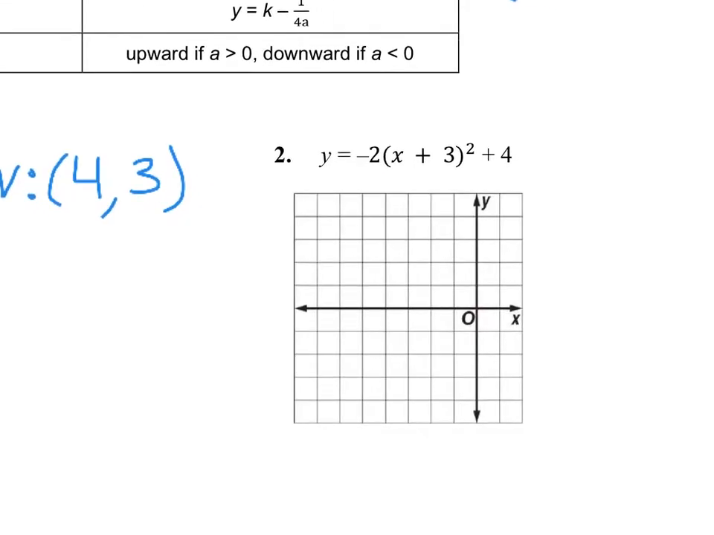Okay, for number 2, let's find the vertex. The opposite of positive 3 is negative 3, and we keep this number the same. Alright, let's go to negative 3, 4.